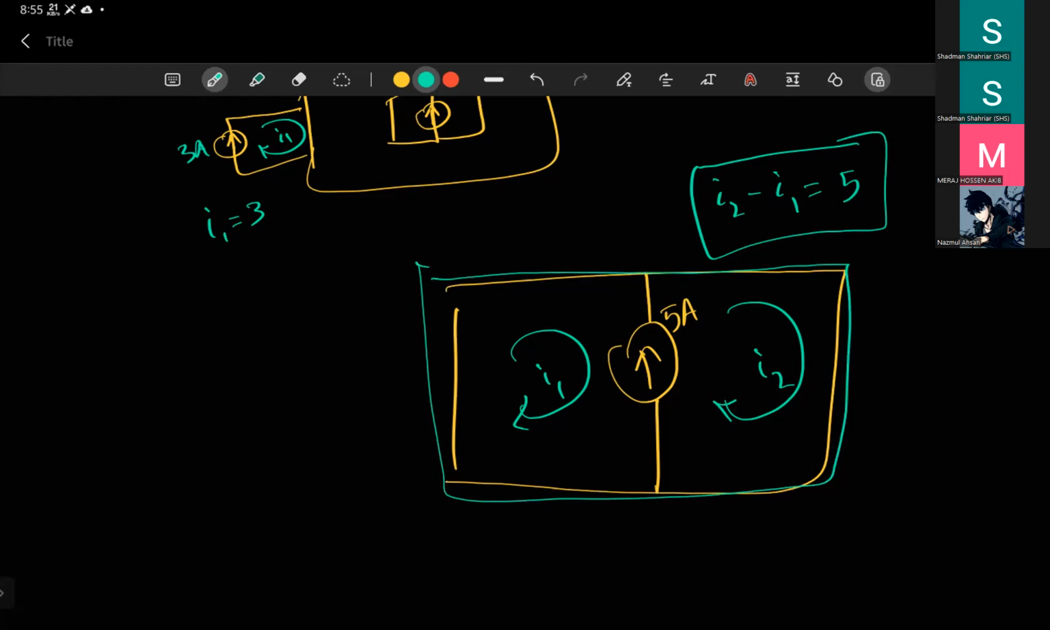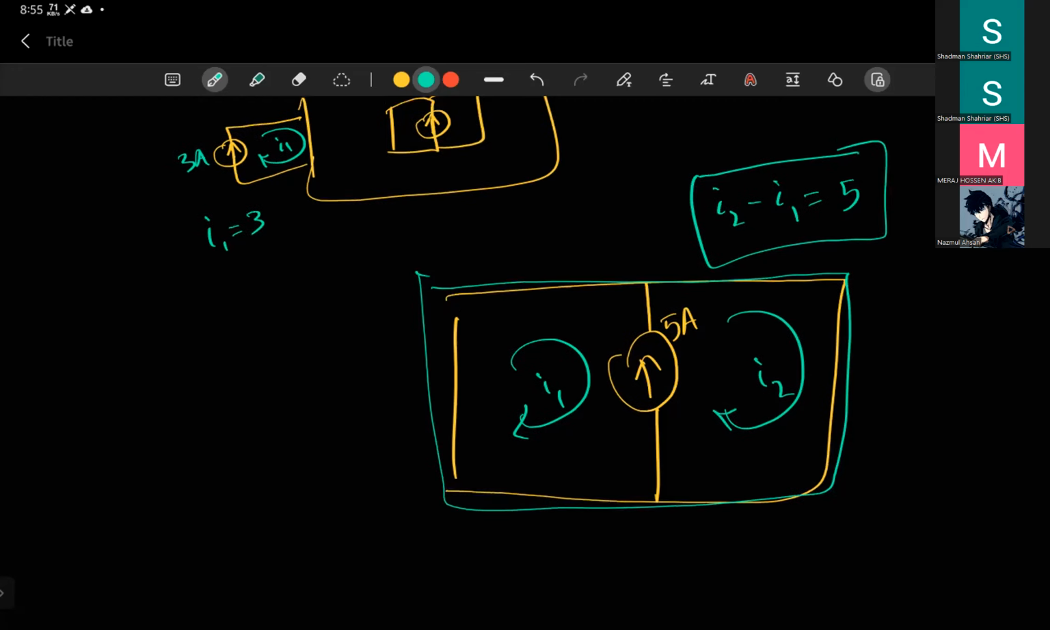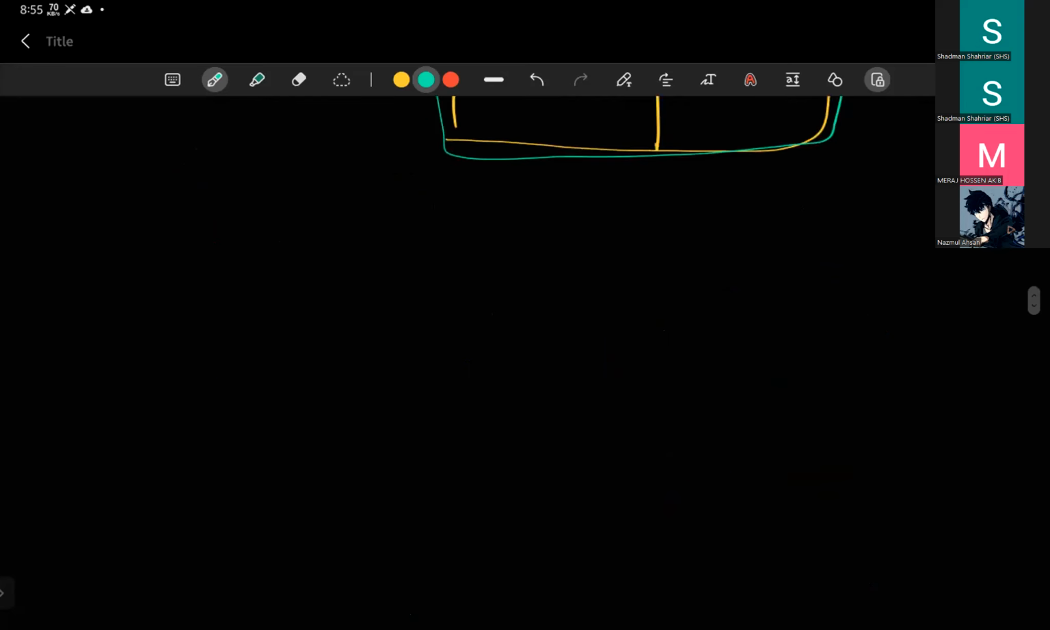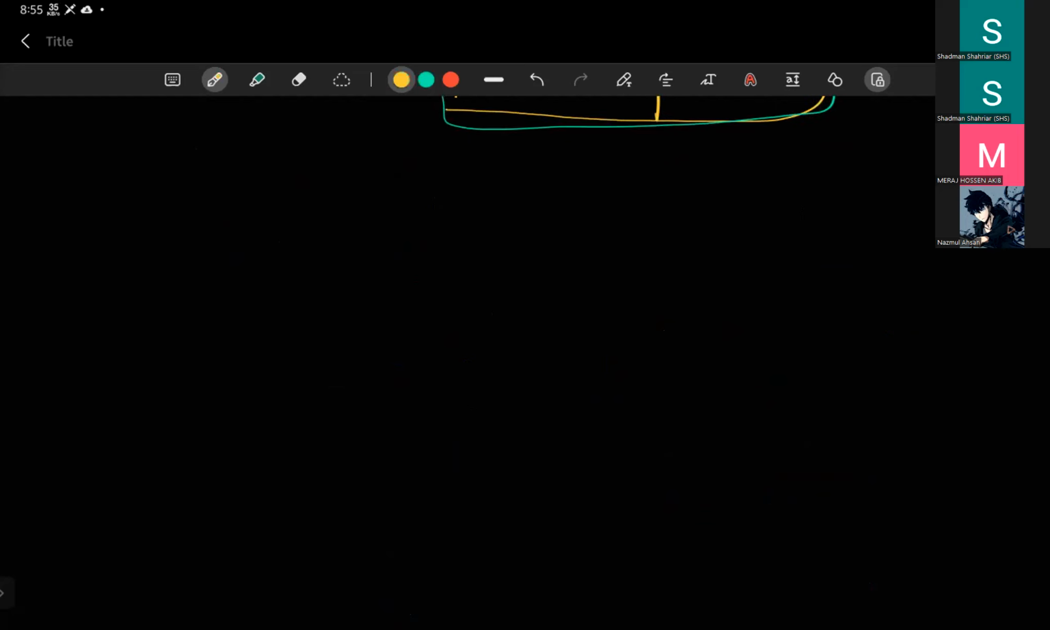Okay, so that's it for node and mesh analysis review. We will get to some examples. One of the examples, say for example, our quiz 3 question.